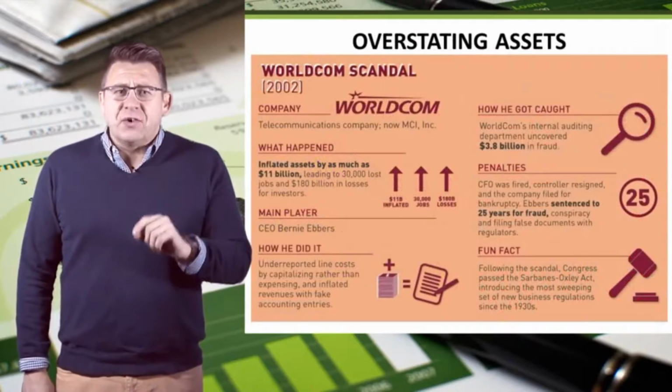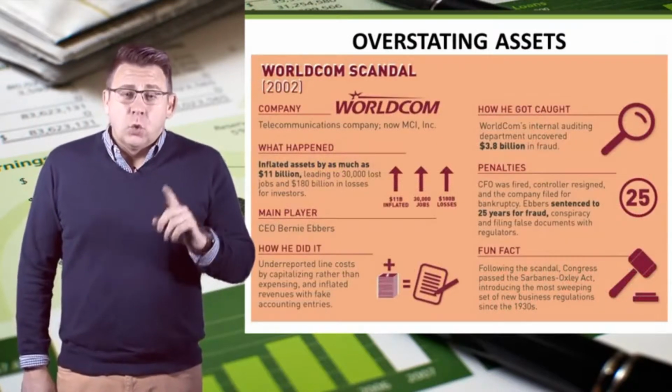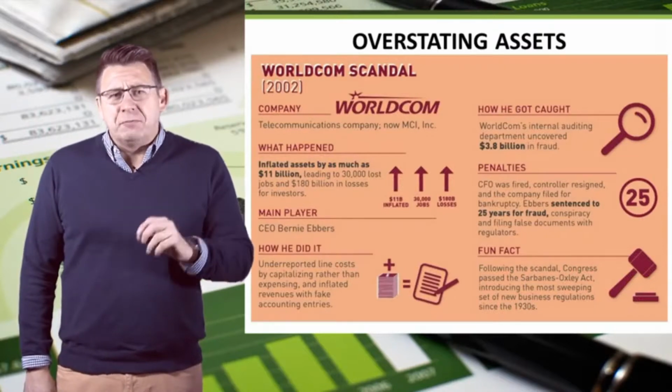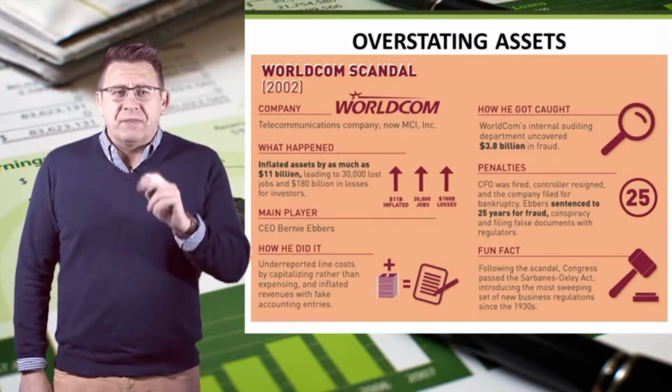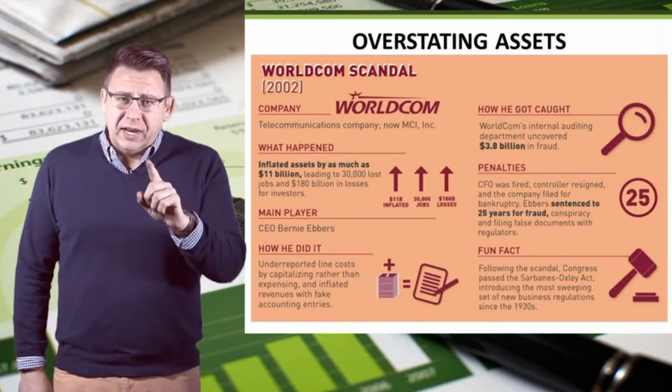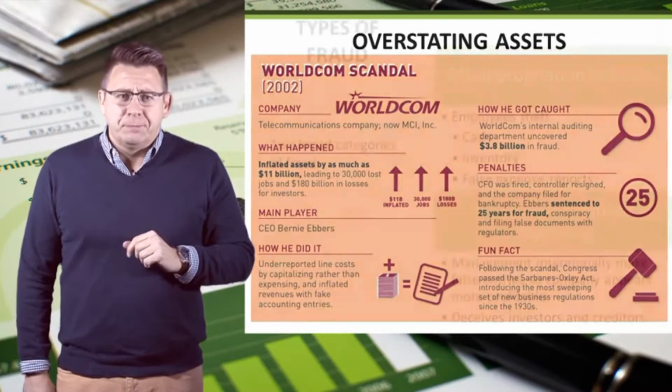Overstating assets is another way to commit accounting fraud. WorldCom recorded about $11 billion in expenses as assets. Think about that journal entry. Instead of debiting an expense, they just debited an asset.